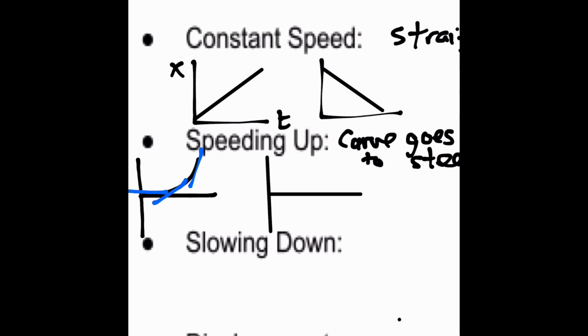Could also have something like this. Notice you're still going from a flat slope to a steep slope. So you're still speeding up, but you're speeding up going in a negative direction, as opposed to this being in a positive direction.